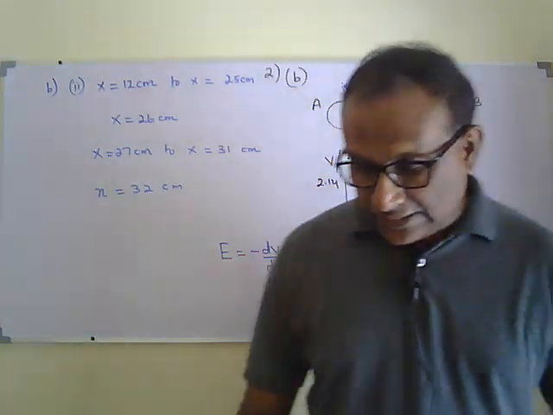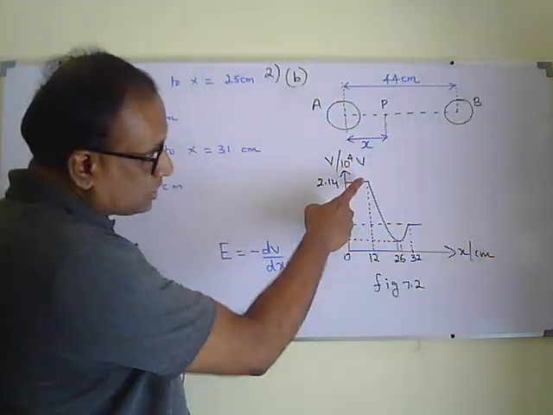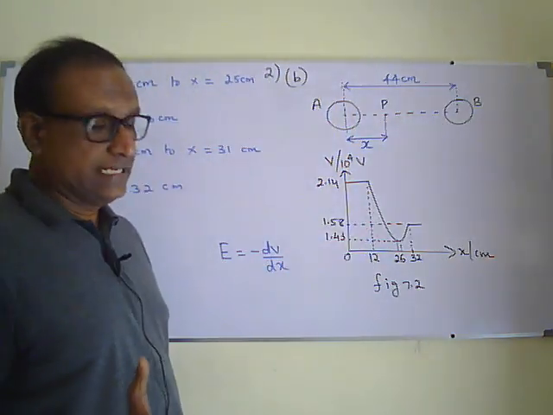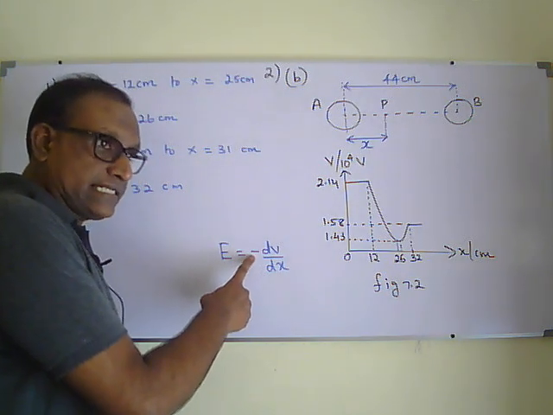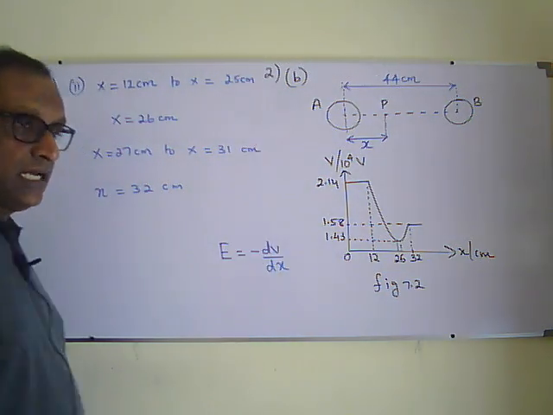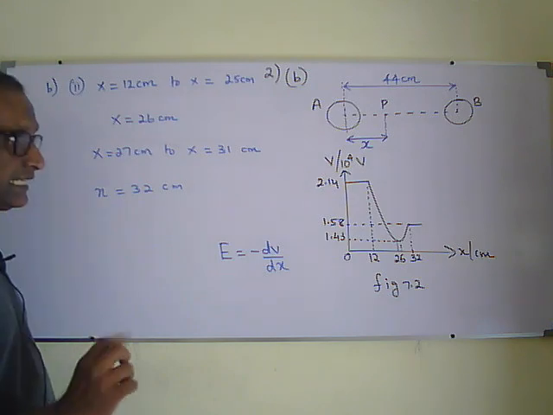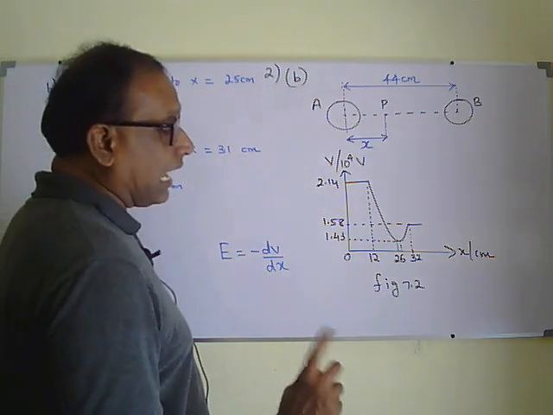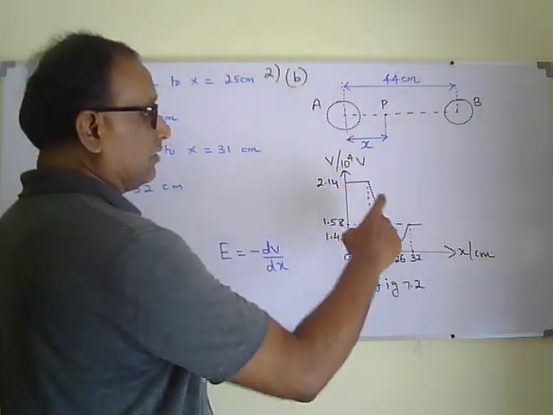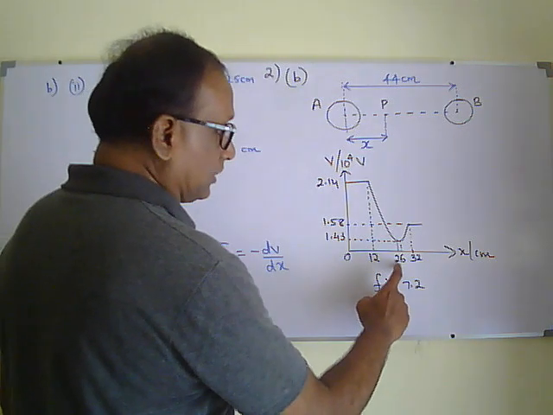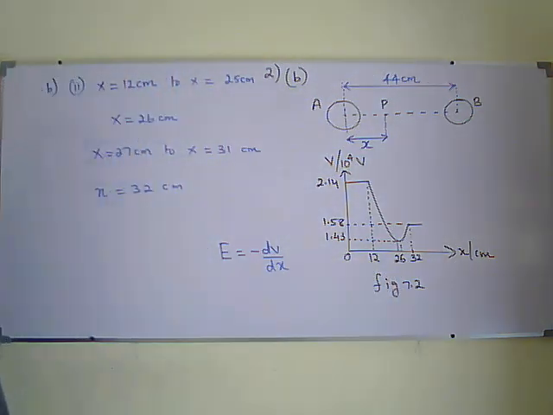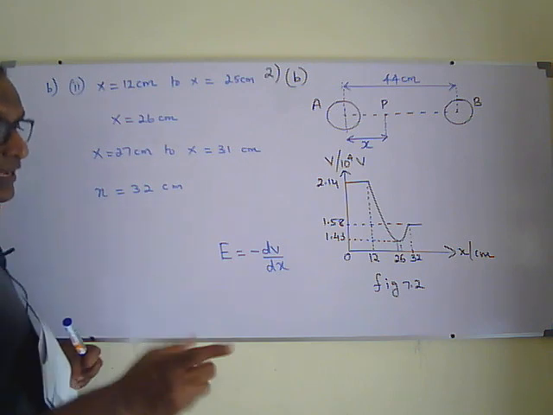But will the electric field strength be positive or negative? This slope will have a negative gradient. Multiply by minus sign, you will get a positive gradient. So that means electric field strength is positive and it's decreasing from 12 centimeter to 25 centimeter. So electric field strength is positive and decreasing.